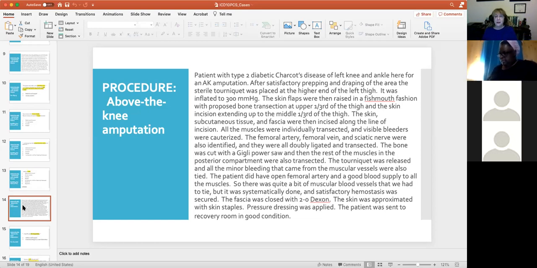After satisfactory prepping and draping of the area, the sterile tourniquet was placed at the higher end of the left thigh. It was inflated to 300 millimeters of mercury. The skin flaps were then raised in a fish mouth fashion with proposed bone transection at upper 1/3 of the thigh and the skin incision extending up to the middle 1/3 of the thigh.